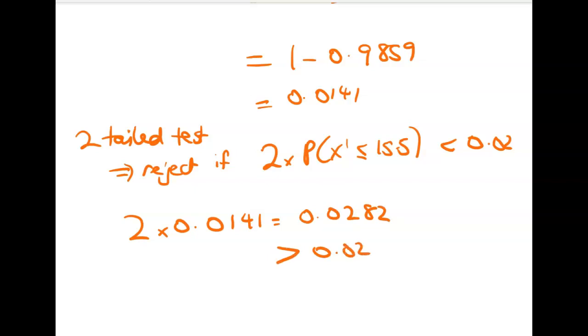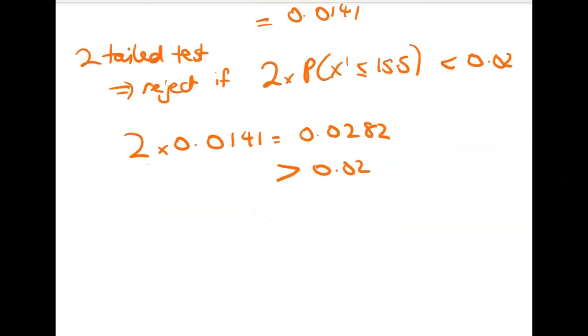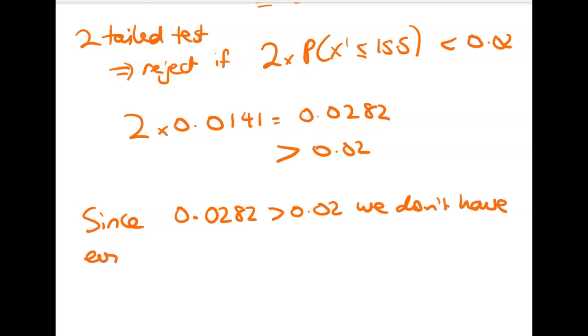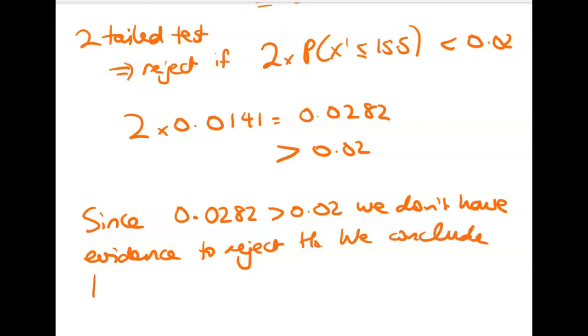But I need to explain that in a sentence. Right? So since 0.0282 is greater than 0.02, we don't have enough evidence to reject H0. We conclude that P is equal to 1/4.